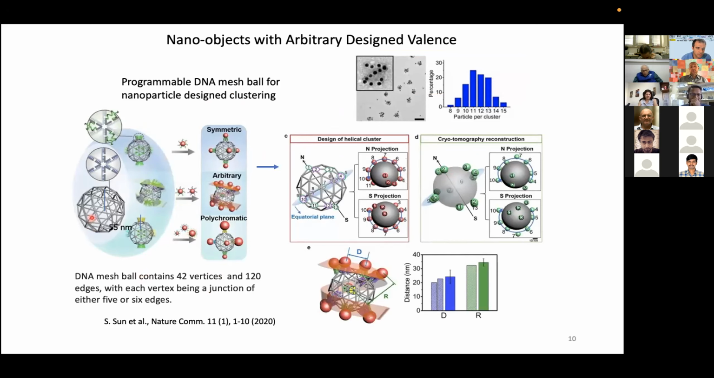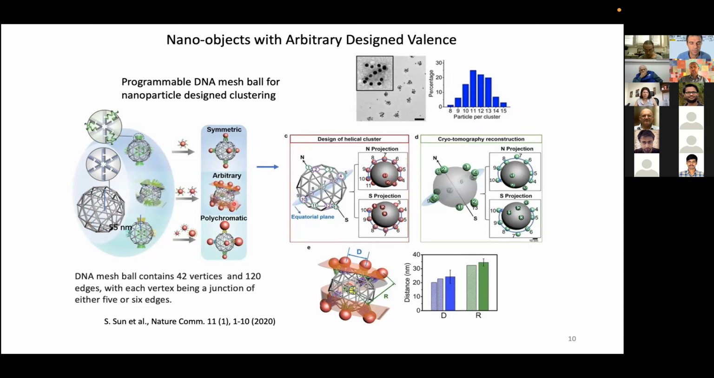So recently we generalized this type of approach so that in principle you can create a variety of complex clusters, and this is shown where we have a DNA mesh ball which contains 42 vertices, and you can pick and choose any of those and encode different positions of the particles. Different particles can be in different places. Again, I'm not going to show all the details, but I just wanted to stress that it gives really the ability to prescribe where particles will be positioned on this type of mesh ball. It's approximately 55 nanometers in diameter.